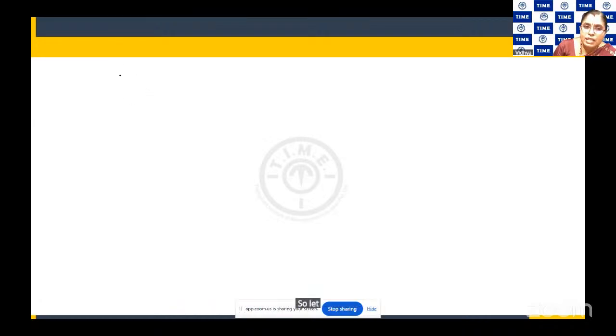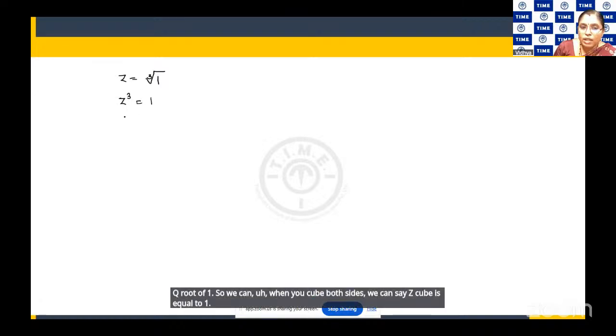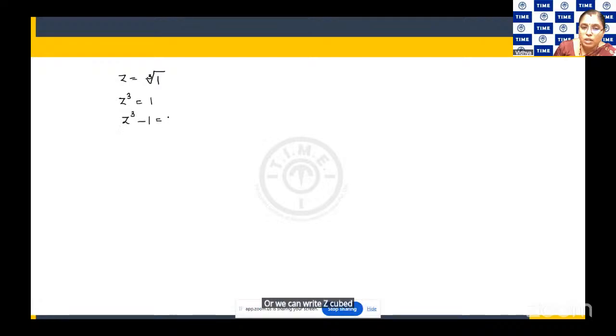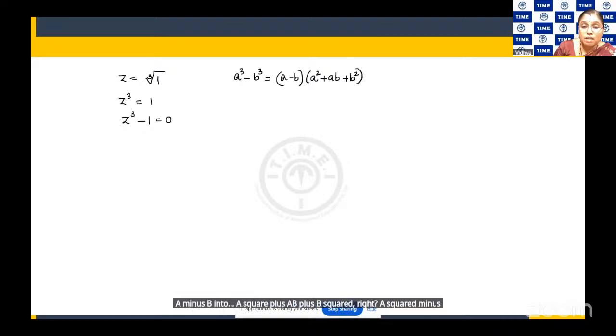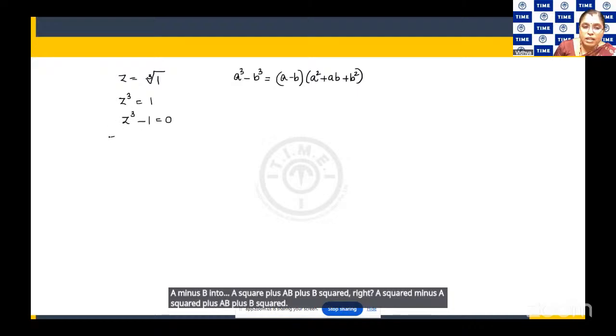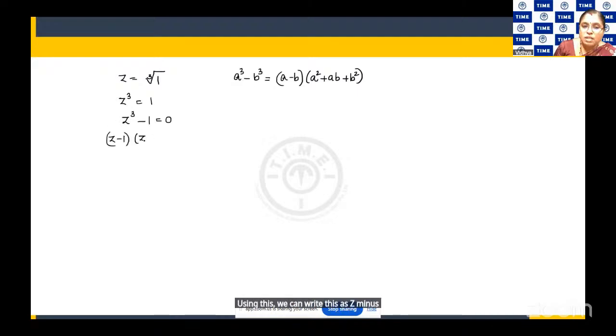So let's assume z is the cube root of unity, cube root of 1. When you cube both sides, we can say z cube is equal to 1, or we can write z cube minus 1 equal to 0. Now this is of the form a cube minus b cube. As you know, a cube minus b cube is a minus b into a square plus ab plus b square. So using this, we can write this as z minus 1 into z square plus z plus 1 equal to 0.